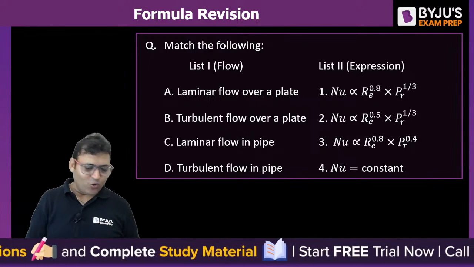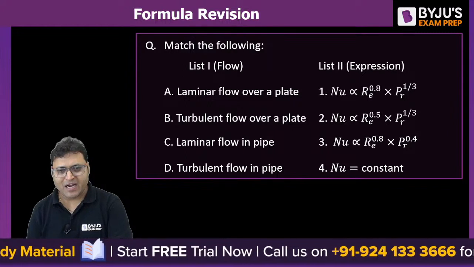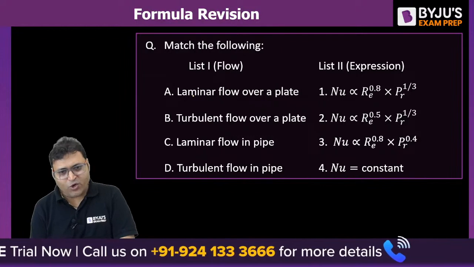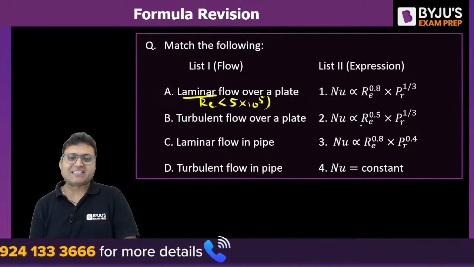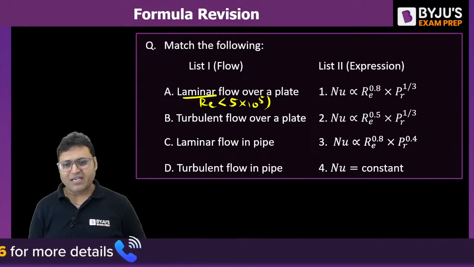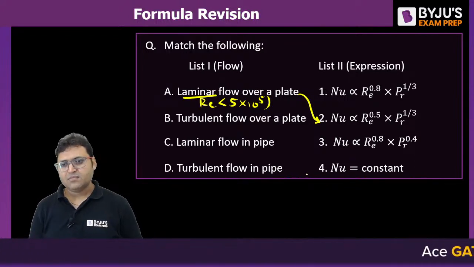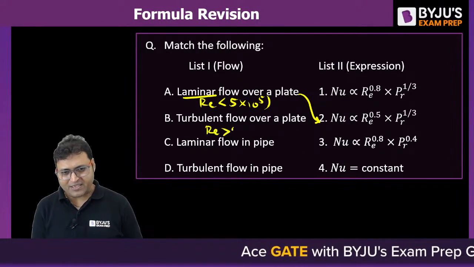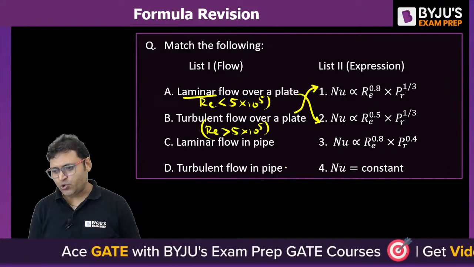For laminar flow over a flat plate, Nusselt number is proportional to, when do we have laminar flow over a flat plate? When the Reynolds number is less than 5 into 10 to the power 5. External forced convection. So Nusselt number is proportional to Reynolds number to the power 0.5 into Prandtl number to the power 1 by 3. For turbulent flow over a flat plate, when the Reynolds number is greater than 5 into 10 to the power 5, then 1 to 1.